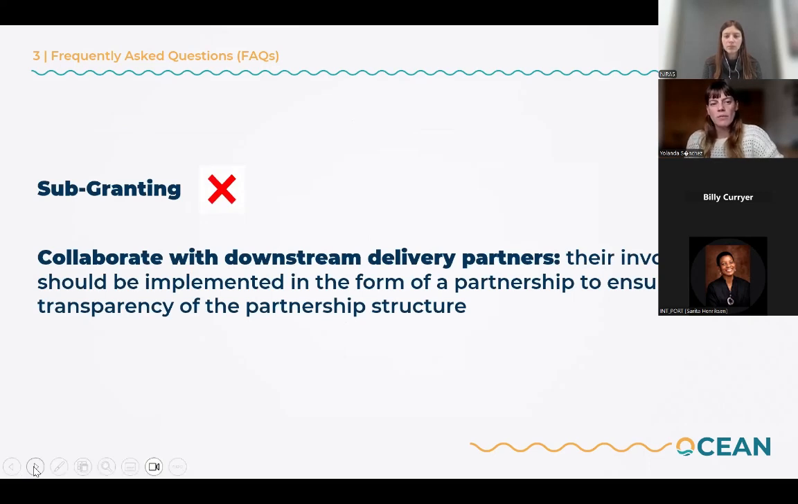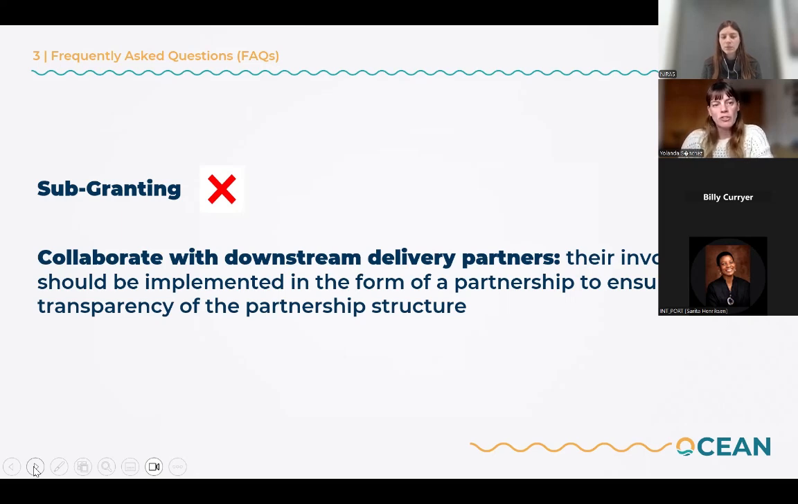Okay, this is also a very common question. Sometimes organizations are thinking about how to support other organizations, other partners in the local area and in the region. Sub-granting, as offering a new grant to other organizations that are not described on the application form, is not allowed. So you cannot apply for a grant to then distribute it to other organizations without mentioning that in your application.